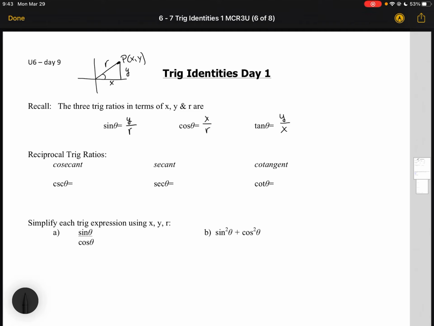Now the first type of identities that we have are the reciprocal trig ratios. So cosecant is 1 over sine theta, secant is 1 over cos theta, cotangent is 1 over tan theta, and just as an add-on, tan theta is also equal to sine theta over cos theta, which means that cotan is equal to cosine theta over sine theta, and we'll see that down below.